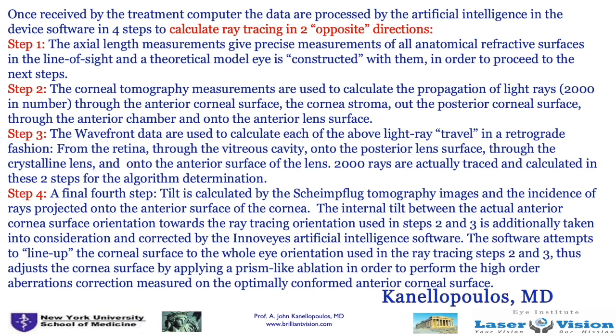So just to summarize how automated ray tracing takes place, in the first step, as I mentioned, the axial length measurements produced by the same SightMap device give the opportunity for the software to create a 3D model of each eye, an avatar eye. Then the tomography measurements with the Pentacam are used to trace 2000 rays from the device through the air, cornea, aqueous, and incident to the anterior surface of the lens of the eye. Then 2000 rays are again measured in retrograde with the wavefront data from the retina through the vitreous cavity, incident on the posterior lenticular surface through the lens to the anterior lens surface.